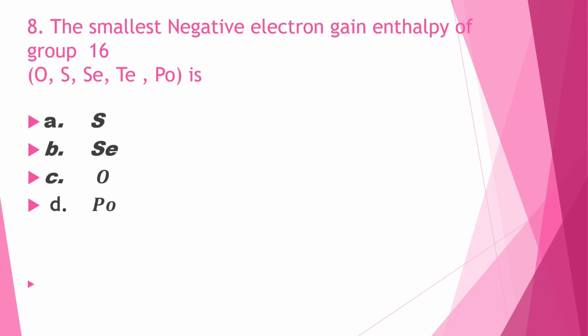Now consider group 16 elements: oxygen, sulfur, selenium, tellurium and polonium. Down the group, negative electron gain enthalpy decreases due to increase in atomic size. Therefore, oxygen should have very high negative electron gain enthalpy, but due to the very small size of oxygen and high charge density around it, it has very less negative electron gain enthalpy.